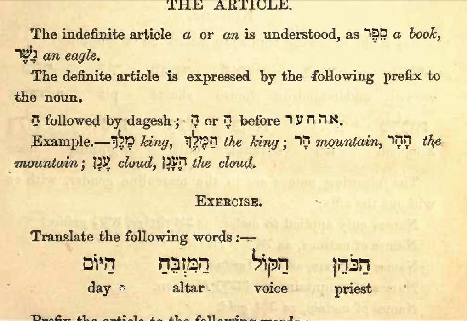But in the Spanish and Portuguese, certainly as it was in the days of Sebag, who was a reader at Bevis Marks Synagogue, it was done this way. Hak-kohen, hak-kol, ham-mizbeach, hay-yom. And this is certainly the intention of the Masoretes, who put these points into the words to indicate pronunciation.